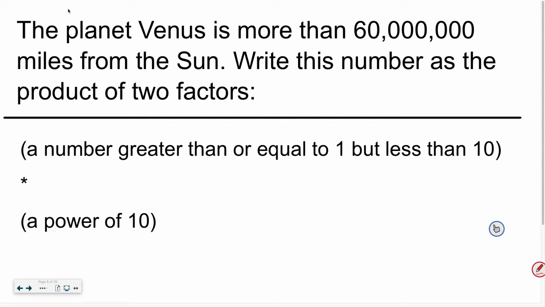We are going to work with scientific notation. We're going to rewrite this number, 60 million, as the product of two factors. What do you think of when you think of product? Yeah, we're going to multiply. We're going to multiply two factors of 60 million times each other.